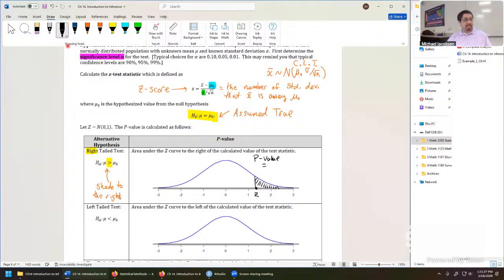And how would you calculate it? It's just ordinary in our syntax, p-norm z. That's actually all you have to put in. You don't have to specify the mean or standard deviation because 0 and 1 is the default. It's already been standardized to have a mean 0, standard deviation 1. So that's it. That's the whole p-value, but only for a right-tailed test.